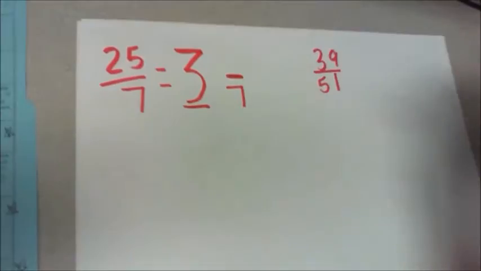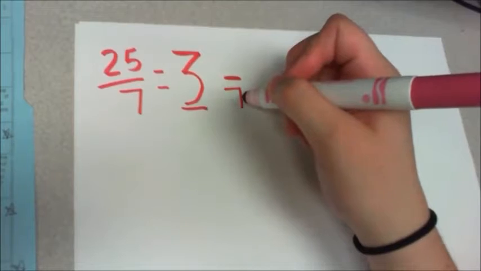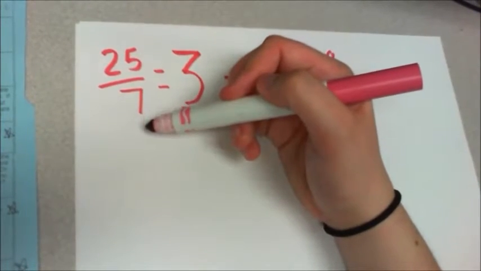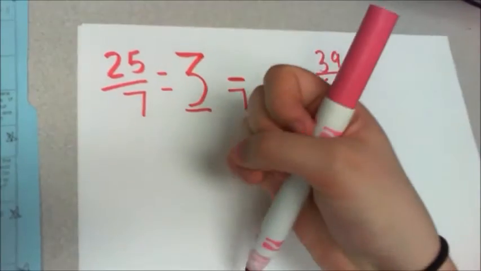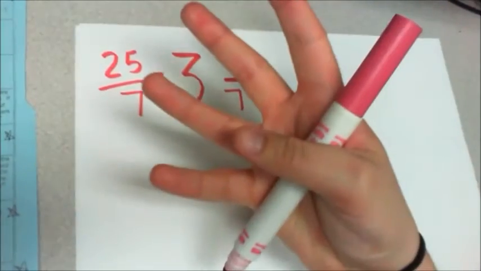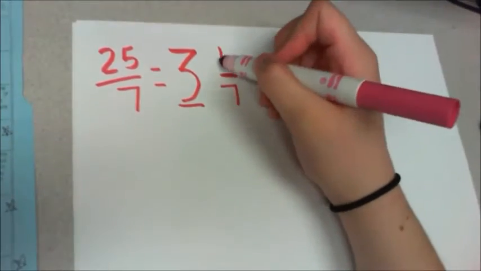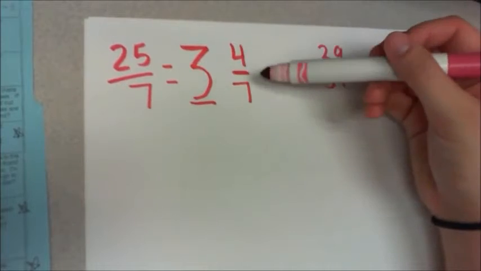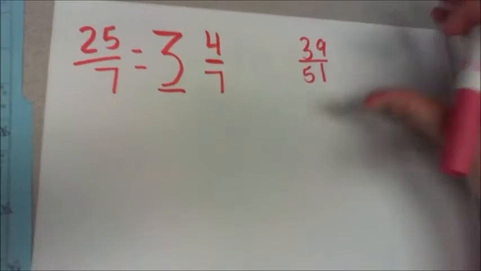Our bottom number always stays the same, so 7 will stay as 7. 3 times 7, we said, is 21. So 25 minus 21, well, if we count up from 21, that's 22, 23, 24, 25. So 4 left over. So in simplest form, 25 over 7 is 3 4/7.